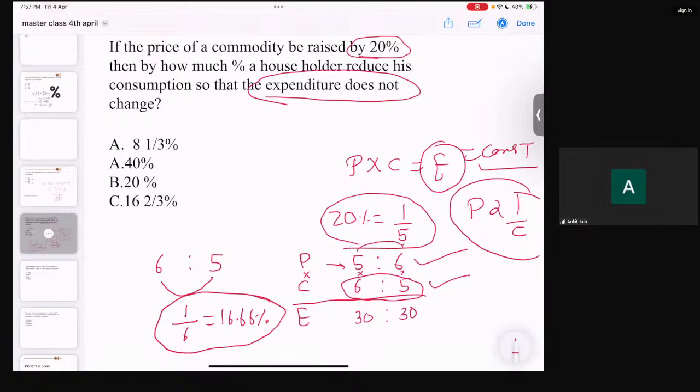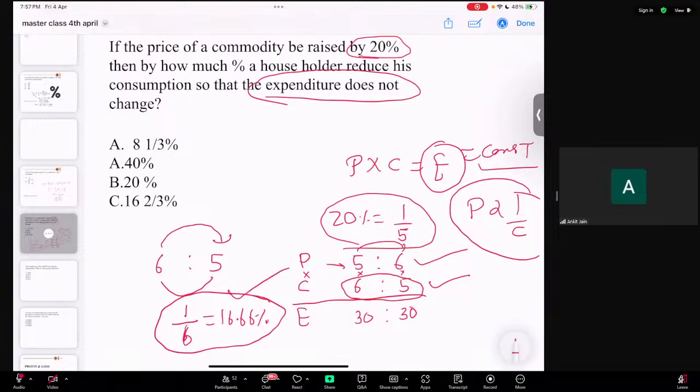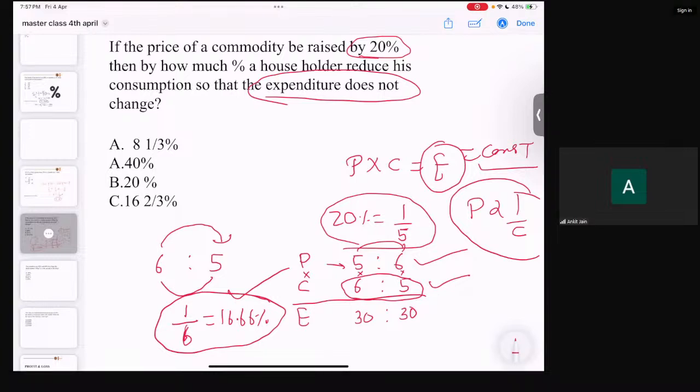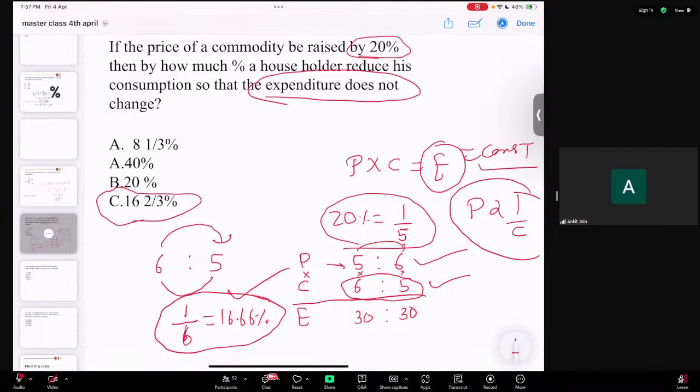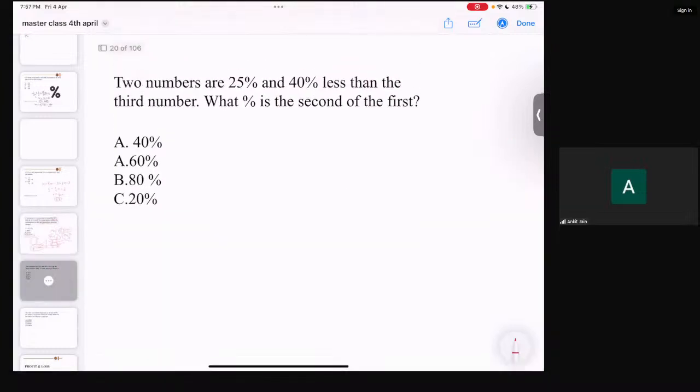If price changes from 5 to 6, the consumption changes from 6 to 5. So consumption changing from 6 to 5 means the consumption decreased by 1 on 6. 1 by 6 is 16.66. Yes, 16 2 by 3. 16.66, you can write 16 2 by 3. I hope it is clear. Okay, the next question.